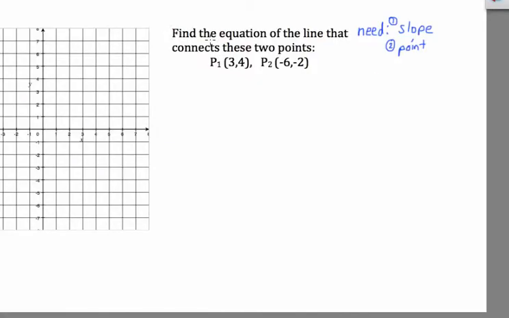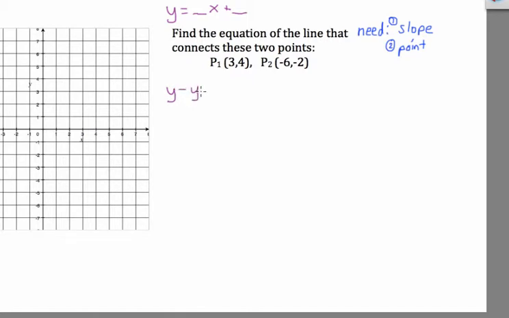We need to find the slope-intercept equation of the line that connects these 2 points. First off, what is our answer going to look like? We're going to end up with an answer, y equals something x plus something. y equals mx plus b. We're going to figure out what the slope is and what the y-intercept is. That's how our answer will look. We need to use point-slope form.